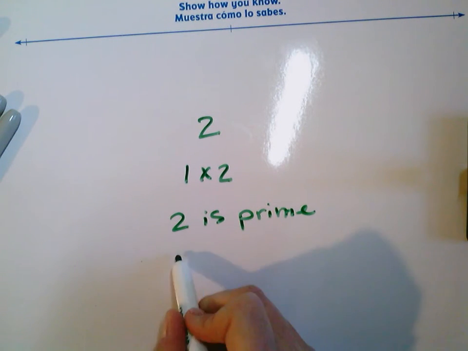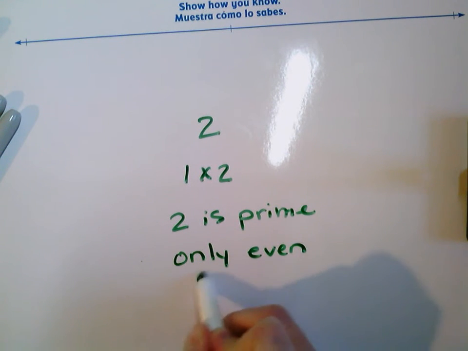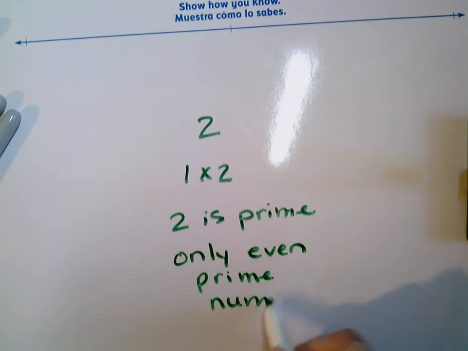2 is the only even prime number. However, there are many odd composite numbers. There's one even prime number, but there are many odd composite numbers, and I'll give you some examples of an odd number that is composite.